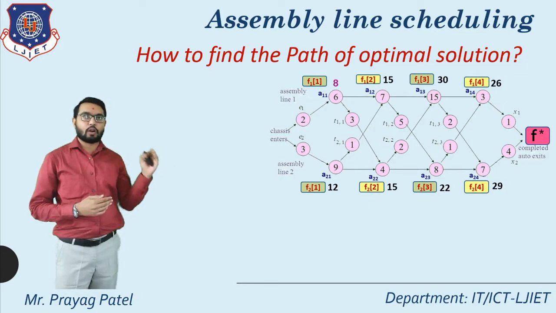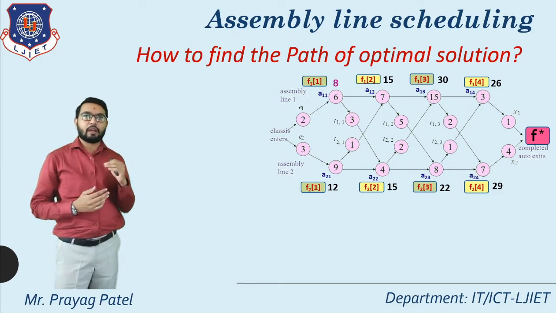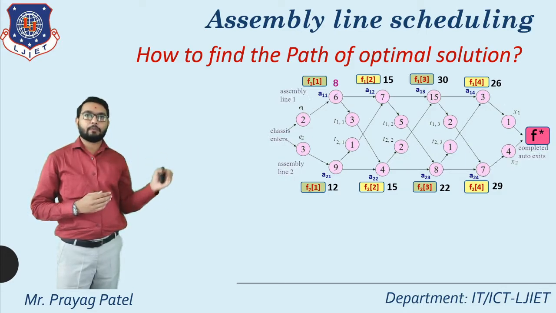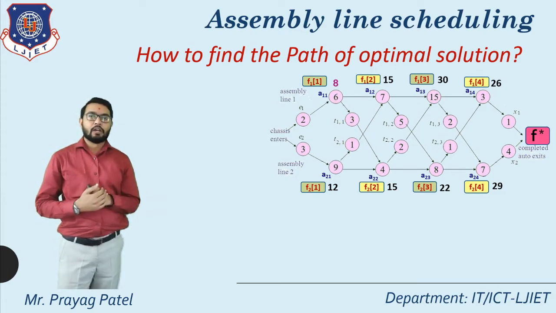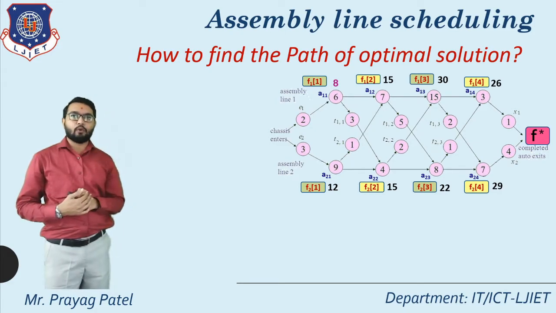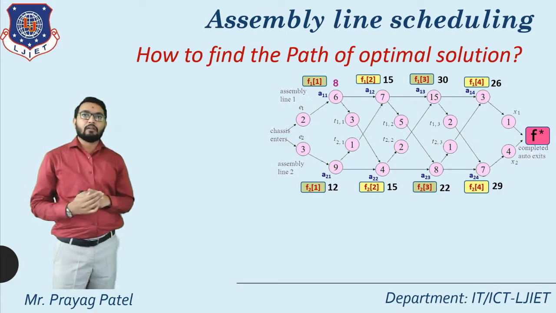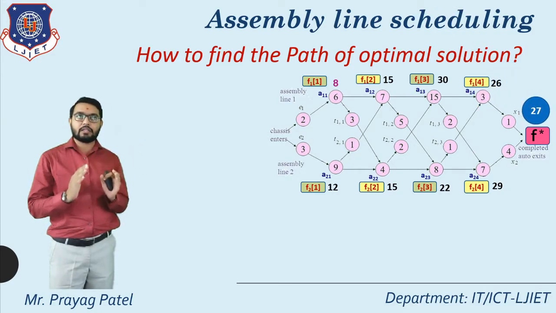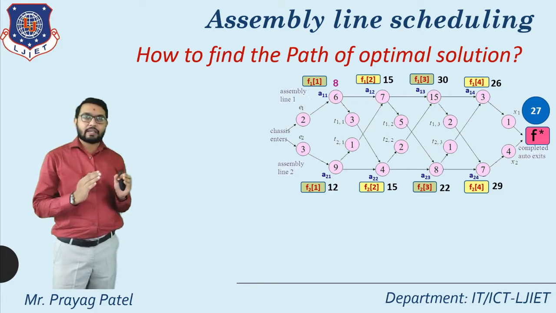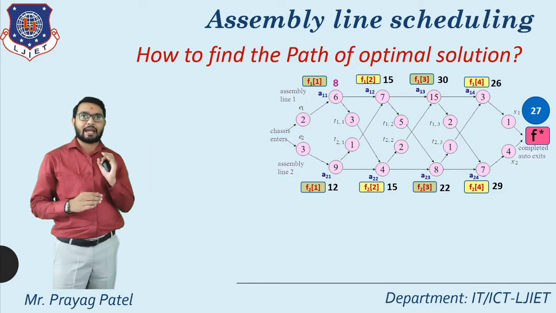Means in the previous lecture, we already found the values of F11, F12, F13, F14, then F21, F22, F23, F24, up to the F star. Means we have the values of F1n and F2n and the value of F star. Now we also found the value of the L star. Now our goal is to find the best solution or optimal solution. Here consider the optimal solution is 27. So consider 27 as the best solution or optimal solution for the given example of the assembly line scheduling.